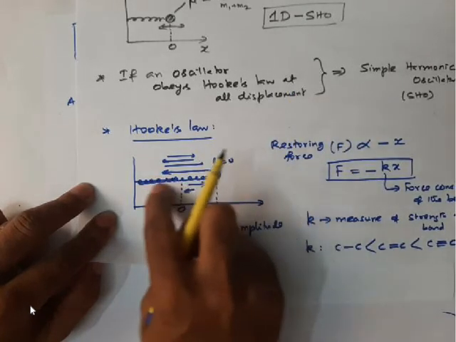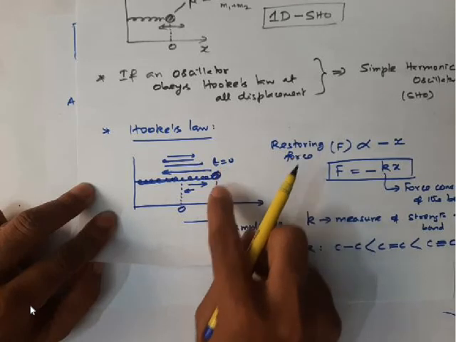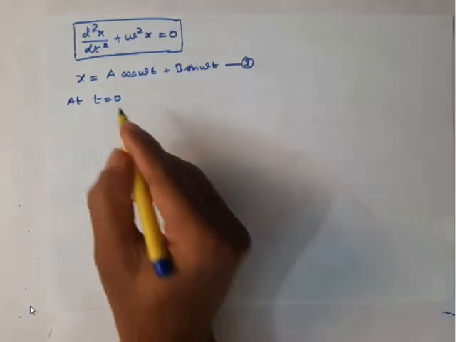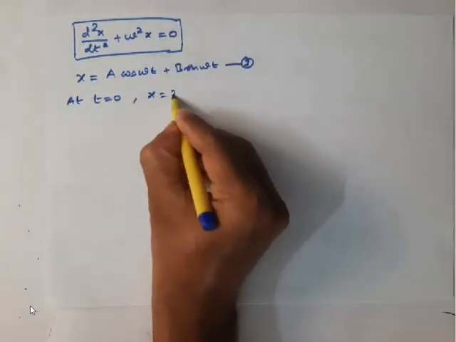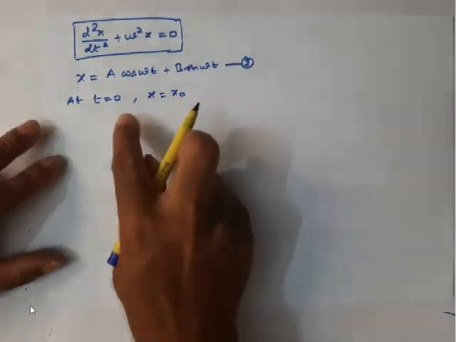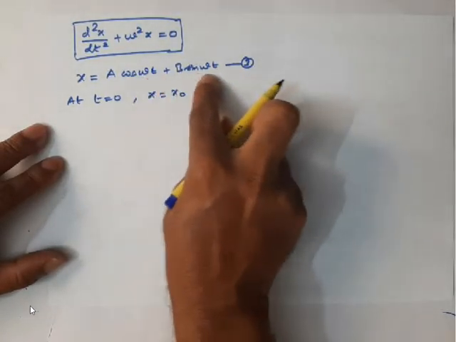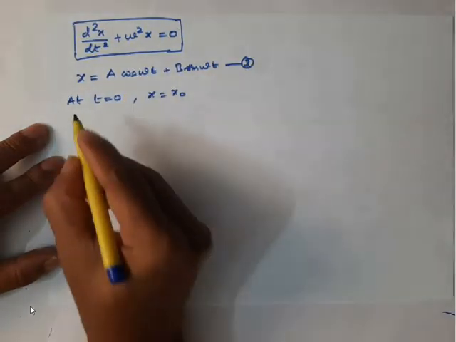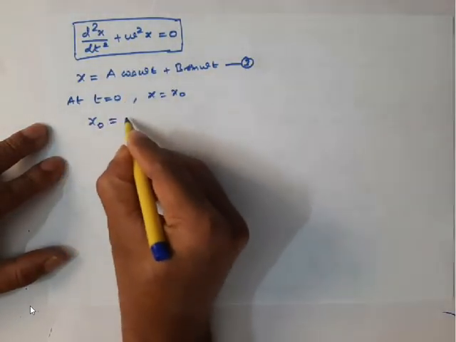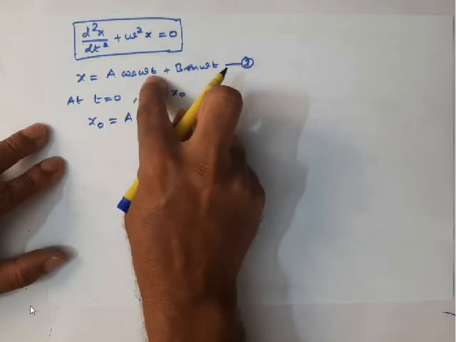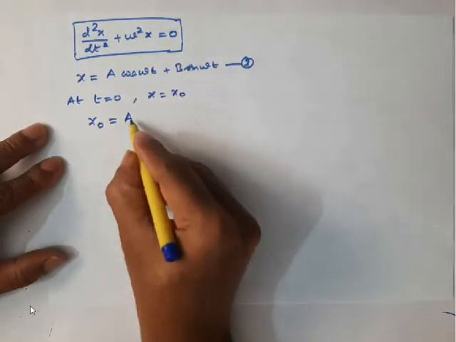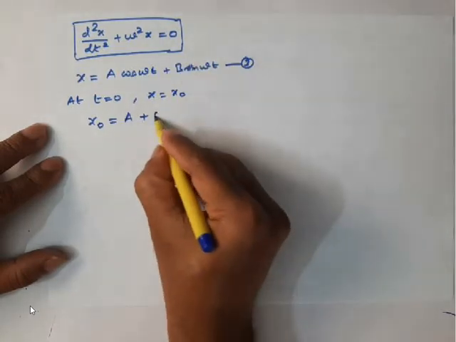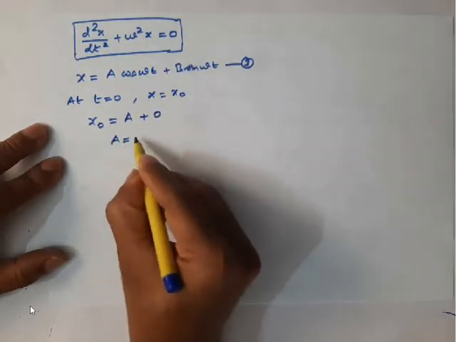Now, listen, at t equal to 0, what is the value of x? X is equal to x naught. So at t equal to 0, the value of x is equal to the amplitude. So wherever t is there in equation 3, I'll put t as 0, and in the place of x, I'll put x naught. So what will I get? X naught equal to a into cos 0, which is 1, so I'll get a, plus b into sin 0, which is 0, so this becomes 0. It means the value of a is equal to x naught.